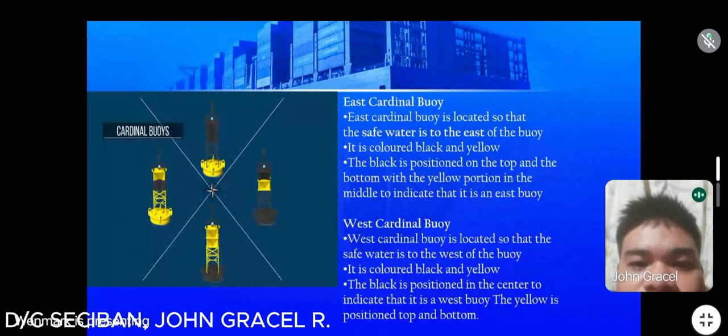East cardinal buoy. An east cardinal buoy is located so that the safe water is to the east of the buoy. It is colored black and yellow. The black is positioned in the top and the bottom with the yellow portion in the middle to indicate that it is an east buoy. West cardinal buoy. A west cardinal buoy is located so that the safe water is to the west of the buoy. It is colored black and yellow. The black is positioned in the center to indicate that it is a west buoy. The yellow is positioned top and bottom.